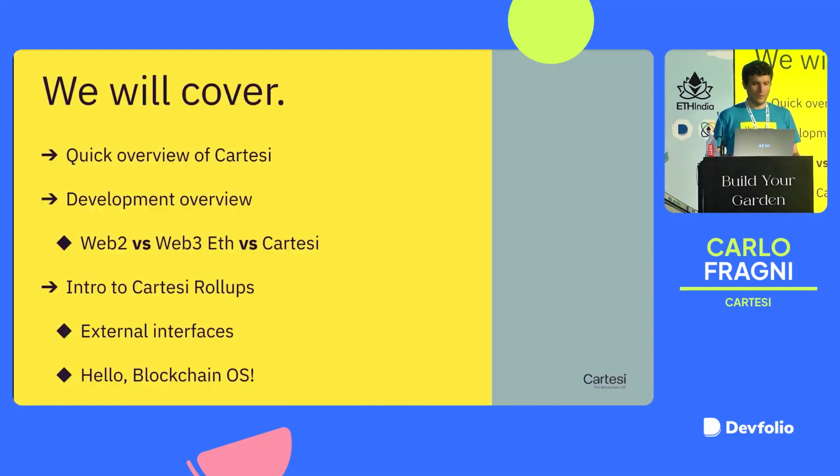So basically what we will cover is an overview of Cartesi, an overview of how you can develop with it, and I'm going to do some comparisons on how you do Web3 development, Web2 development, and then how you do it with Cartesi, right? And a quick intro to Cartesi Rollups, which is the product we use for enabling our tech.